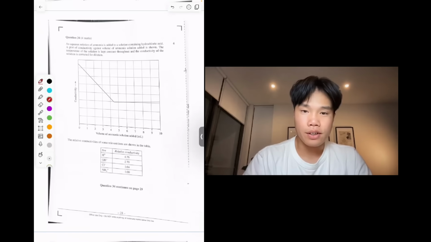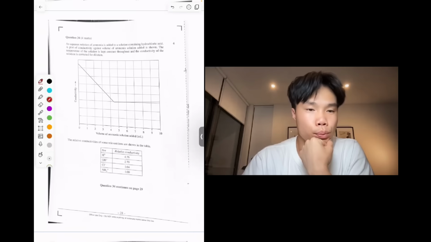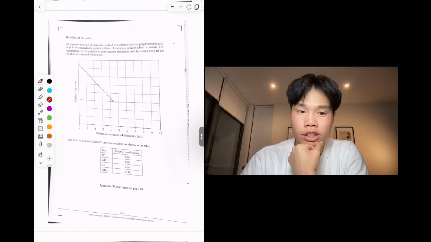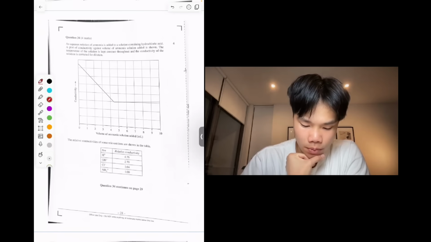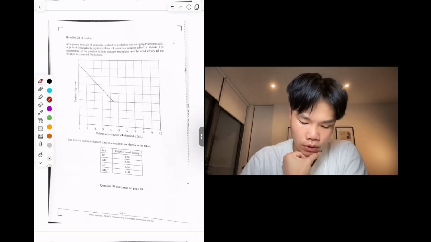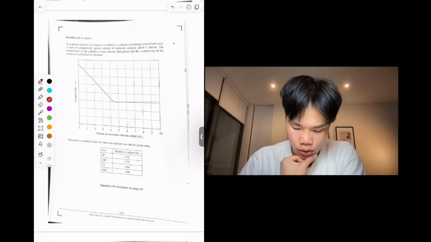Okay, Question 34. Again, in our predictions, we are pleased to say this was in them. We predicted there'd be a conductometric titration this year. We thought it was due, and in fact, it did come. The question stem says an aqueous solution of ammonia is added to a solution containing hydrochloric acid. A plot of conductivity against volume of ammonia solution added is shown. The temperature of the solution is kept constant throughout, and the conductivity of the solution is corrected for dilution.